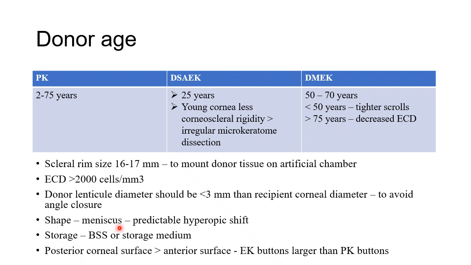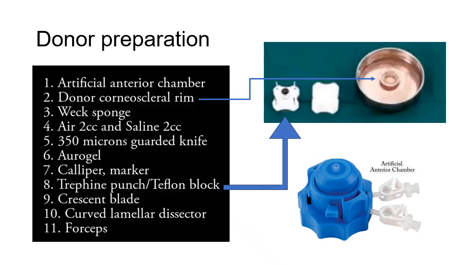Shape: a meniscus shaped lenticule is preferred because the hyperopic shift is predictable in such cases. We're talking about DSAEK at this particular point. Hyperopic shift happens only with DSAEK, not with DMEK. Storage: the donor lenticule is stored in BSS or specialized storage media. And remember, since the posterior surface of the cornea is of larger diameter than the anterior surface, endothelial keratoplasty buttons are typically larger in diameter than PK buttons. Okay, that makes sense. So these are the things required for donor preparation for DSEK.